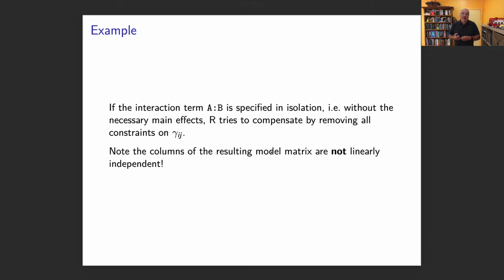So, and if I go A:B and that's it, and I don't put anything else in, it will remove all the constraints. The only problem is, in this particular case, and this is why you have to be careful, and we'll see it in a second, now your model matrix columns are linearly dependent because you've really overdone it.